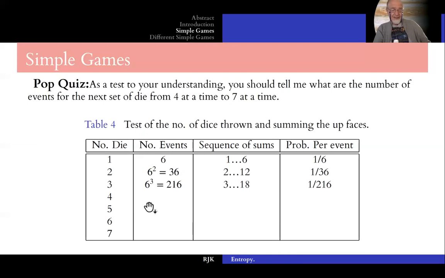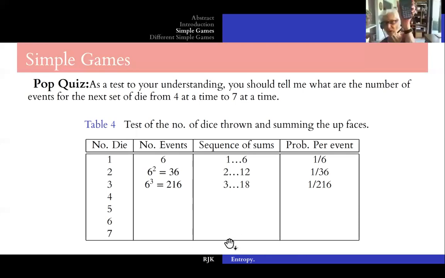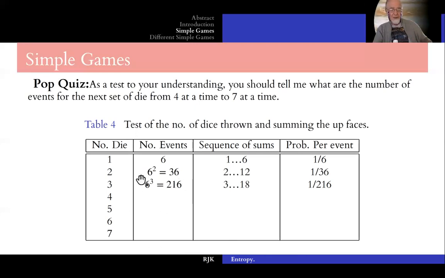Okay, so you just, because there's always 6 possibilities, you keep doing the powers of them. You have to use a calculator. Well, I'm not worried about the numbers. I was worried only about the power. 6 to the 5, 6 to the 6, and 6 to the 7. Okay.